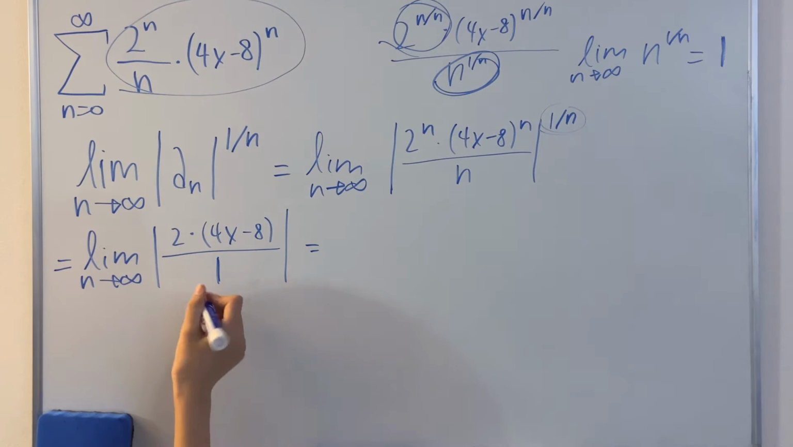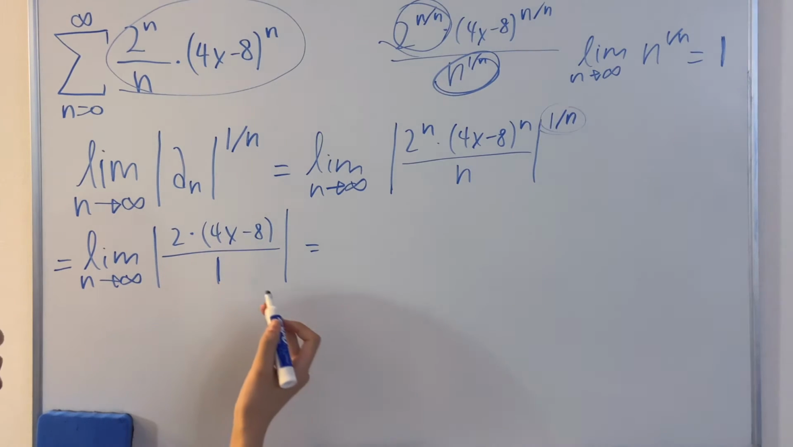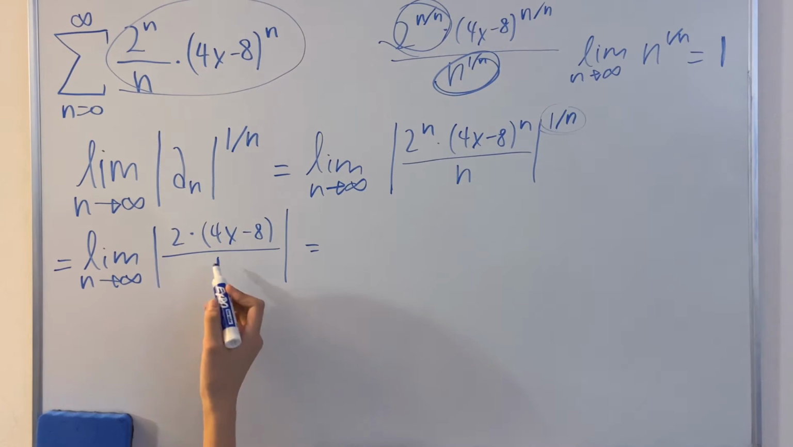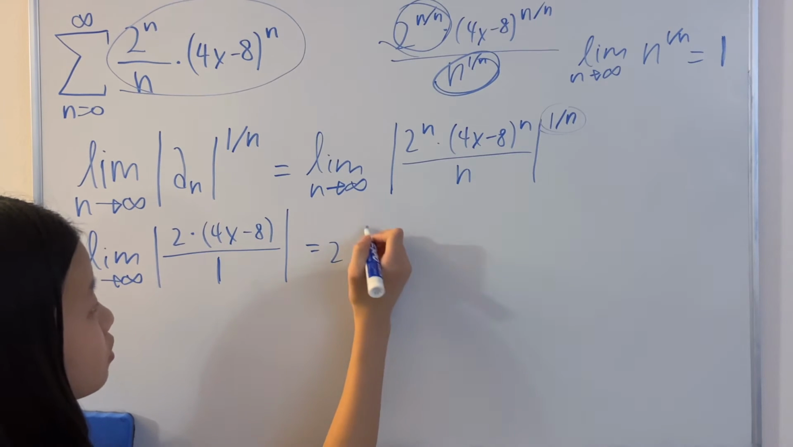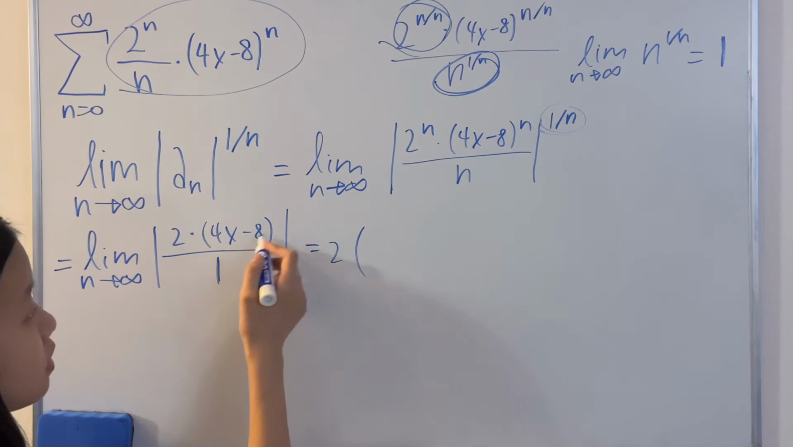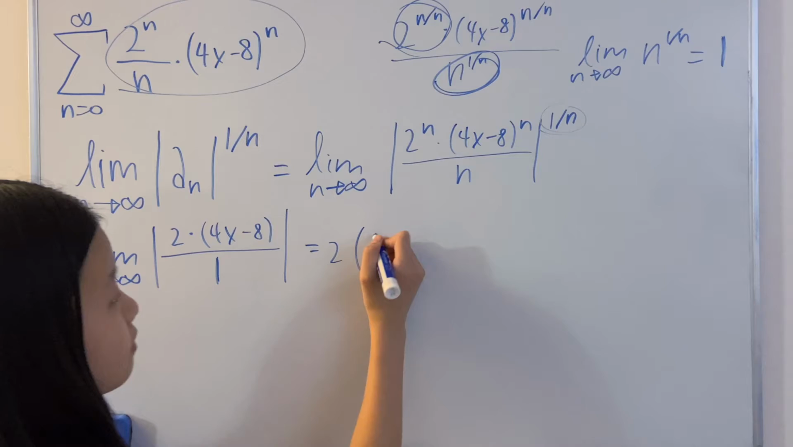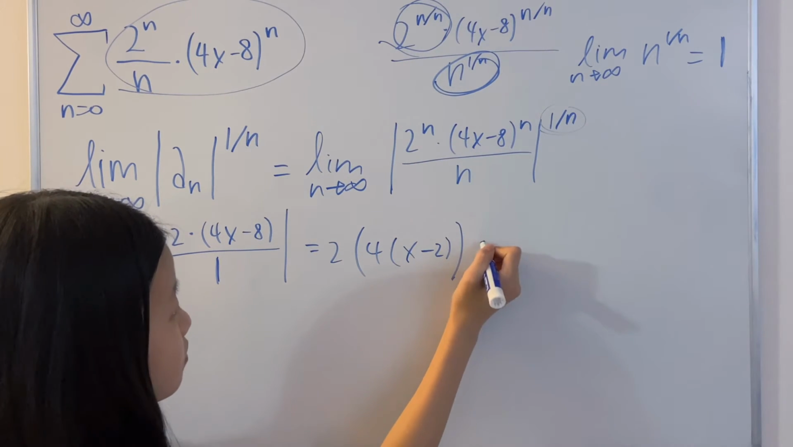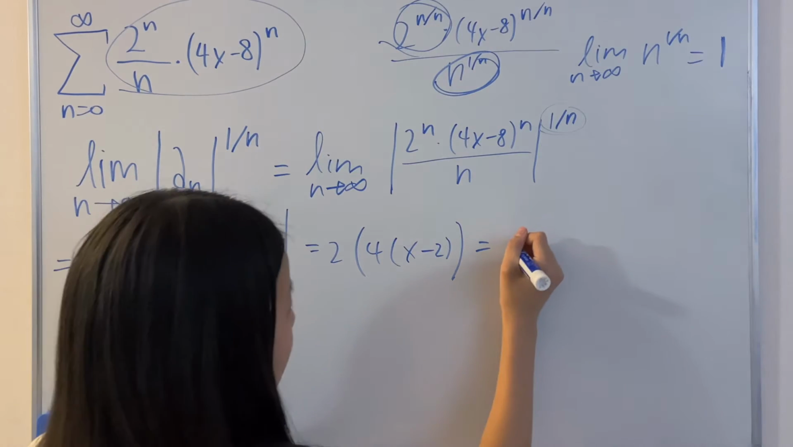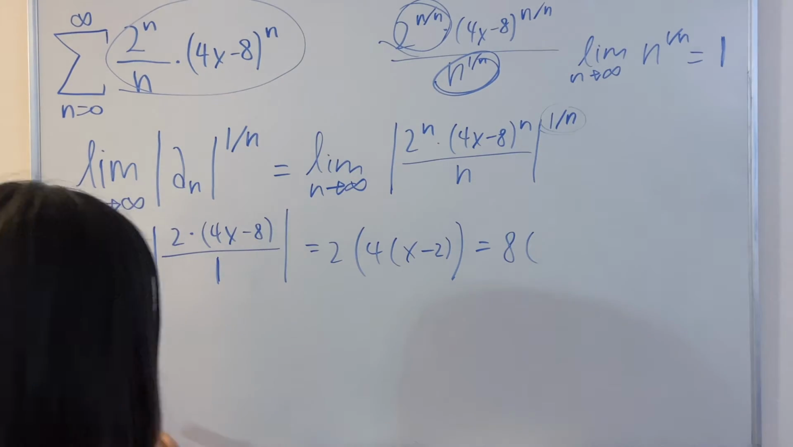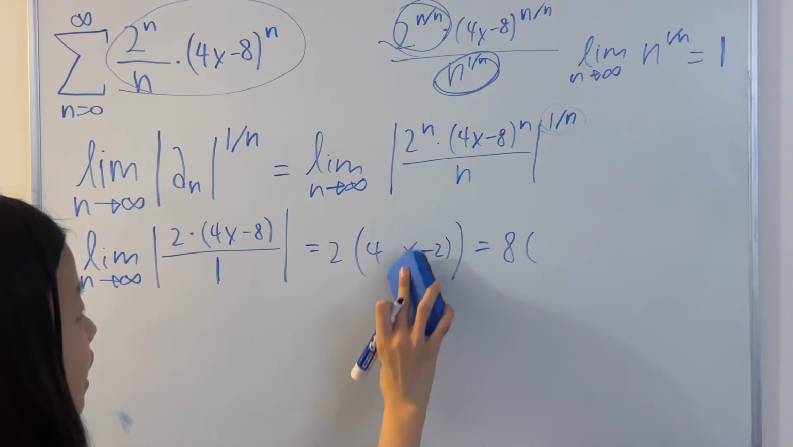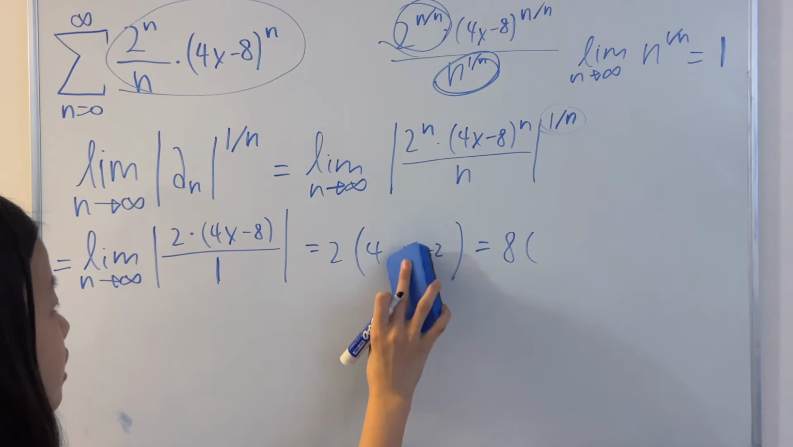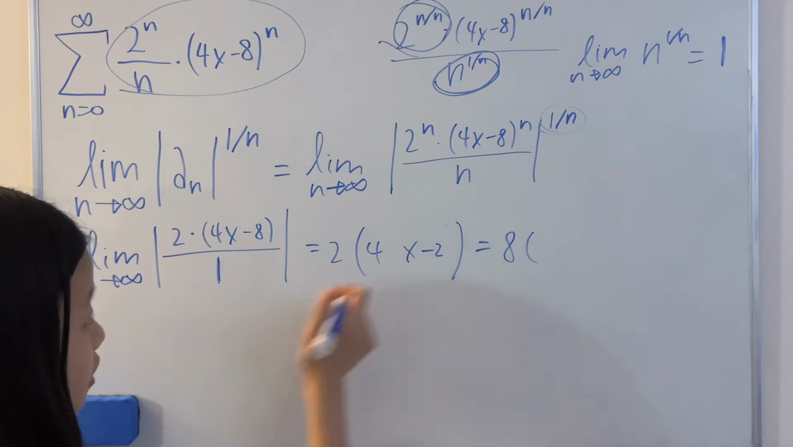And since we don't have any more n values here, we can conclude that this limit equals 2 times this, but we can factor this, right? 4 times x minus 2, and this is equal to 8. We need the absolute value since we can't just get rid of the absolute values on our own.